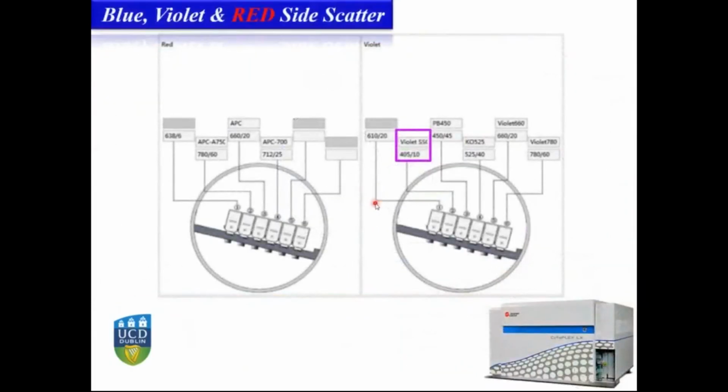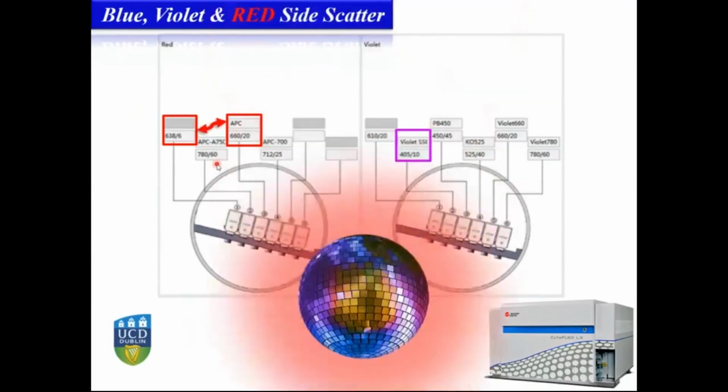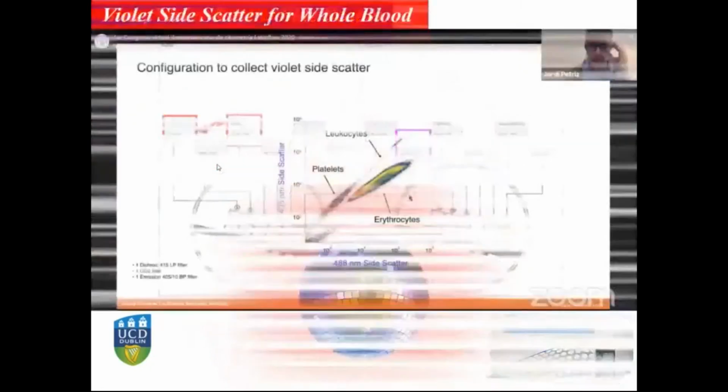Right, so what about using, because my instrument has blue, violet, and red laser, can I use the same concept by using the red side scatter? So here's my red side scatter. I change my red side scatter for any position on the red detections block. And now I have an instrument that I have my SRT configured with violet side scatter, blue side scatter, and red side scatter.